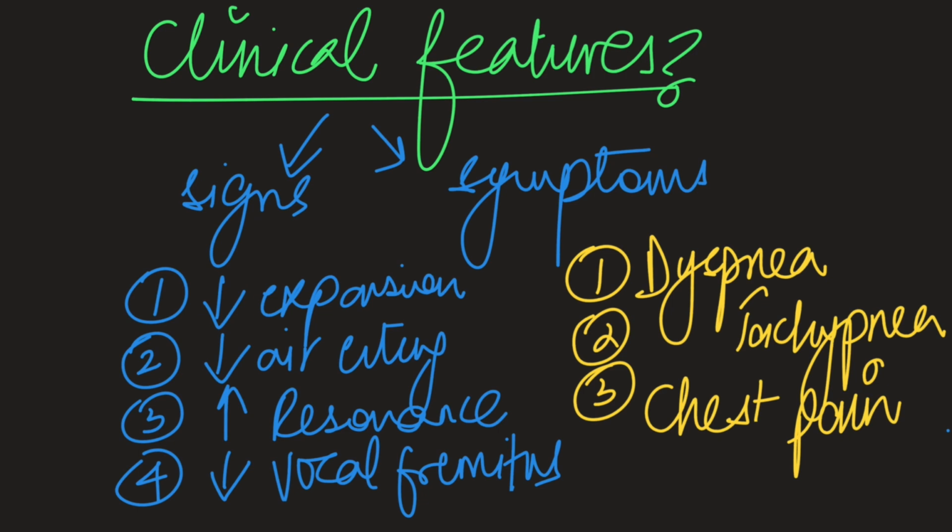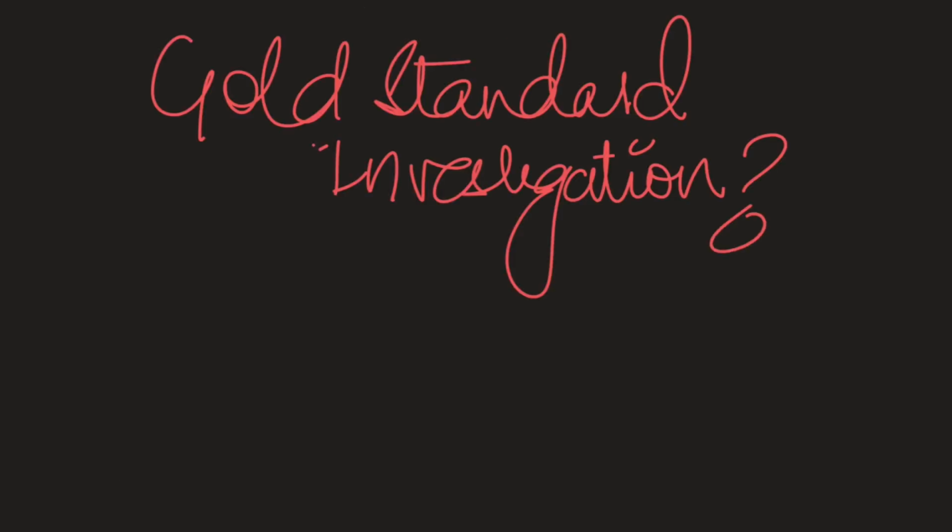The patient is going to present to you with typical symptoms of difficulty in breathing, dyspnea, increased respiratory rate, tachypnea, and chest pain. On chest examination, you will see that there is decreased expansion on the affected side and reduced vocal fremitus or tactile fremitus, increased resonance on the affected side, and also on auscultation, the air entry is reduced on the affected side. What is the gold standard investigation for pneumothorax?